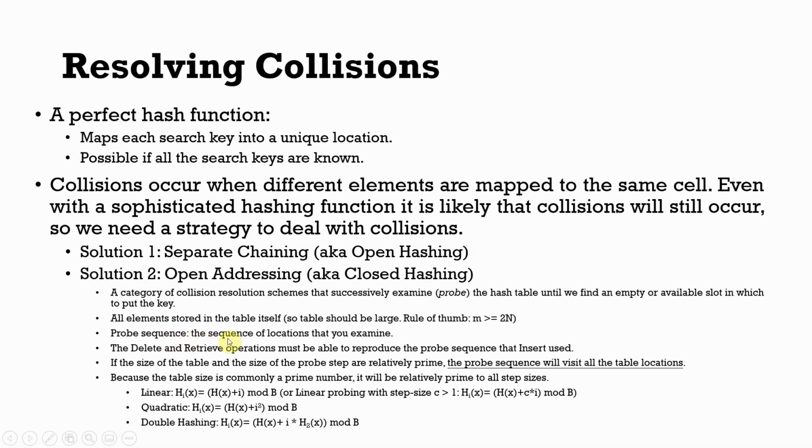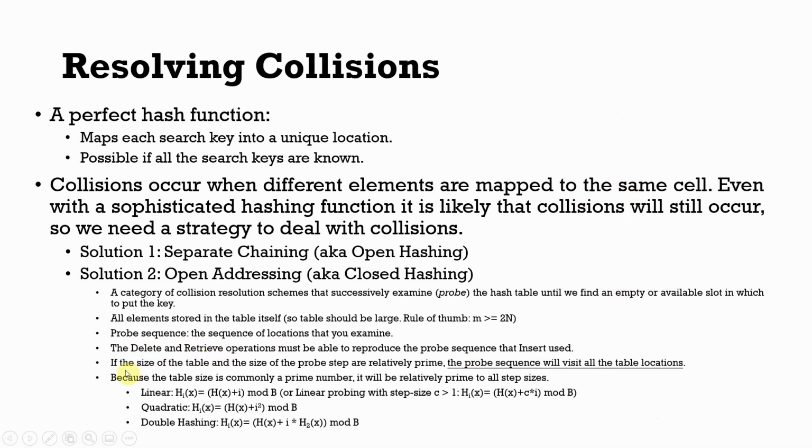A probe sequence is basically the sequence of locations that you examine when you want to insert an item or key into the table, or when you want to search for a specific key value in your table. The delete and retrieve operations must be able to reproduce the same sequence that insert used, right? So if we use a certain probing sequence for insertion, we have to use the same sequence when we want to delete or search the data or retrieve the data.